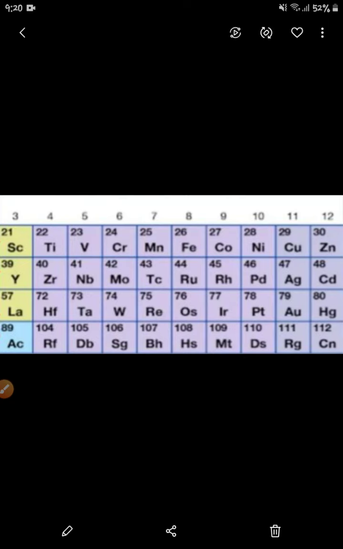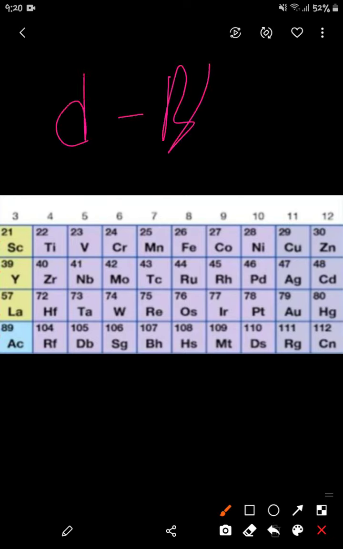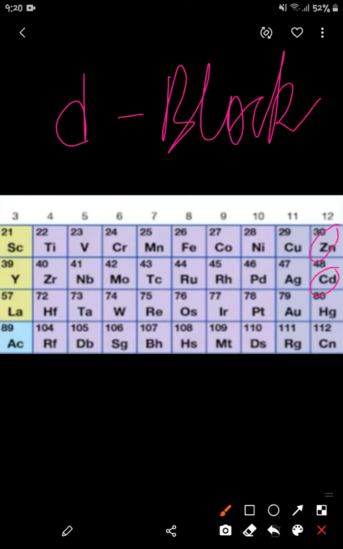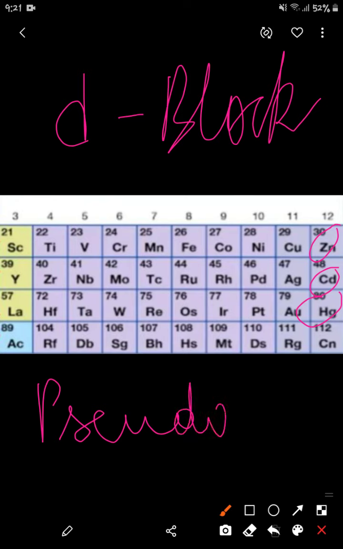Now if you closely look at the position of d block elements, you can see that this is our d block from the periodic table. See, here are Zn, Cd and Hg, which are the last elements of all these periods, which are known as pseudo transition elements. And the question is also clear to you, that why they are known so.